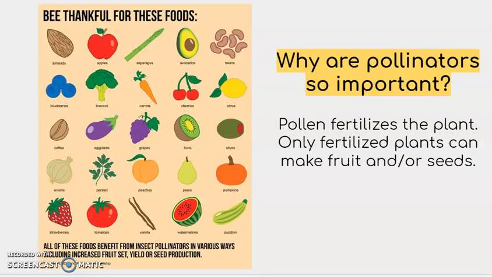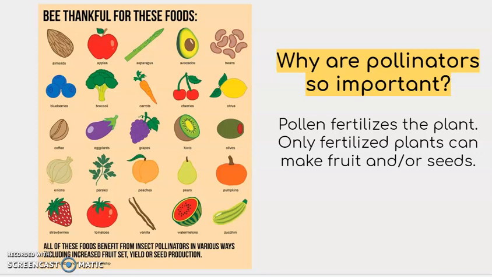But one question I have for you is, why are pollinators so important? You might hear in the news or in different books that it's important for bees, and our bee population is lower than it has been in years past. Why is that important? Why do we need bees?